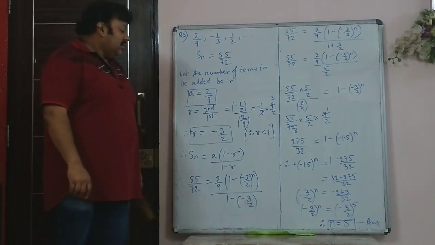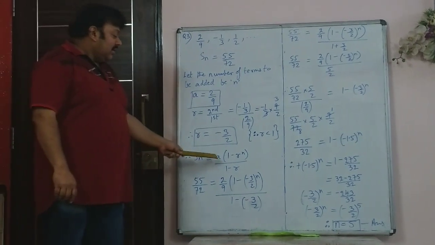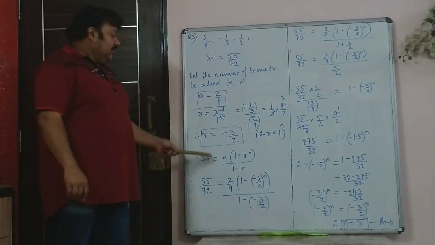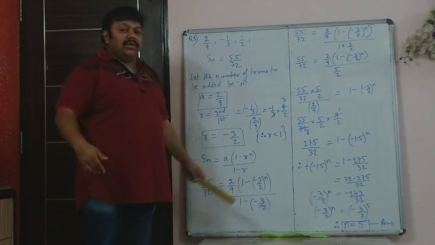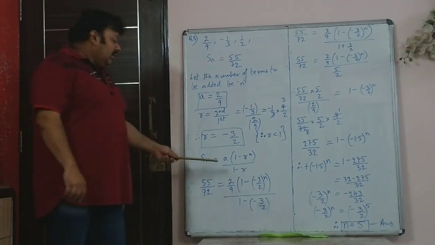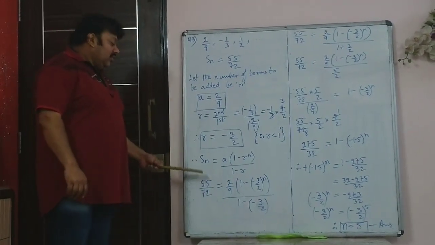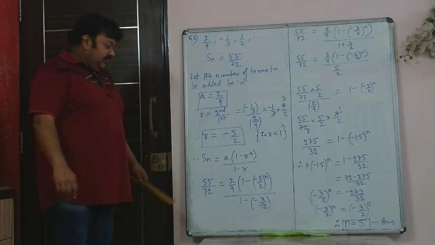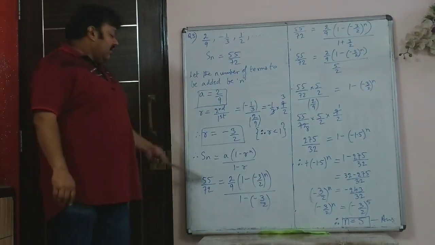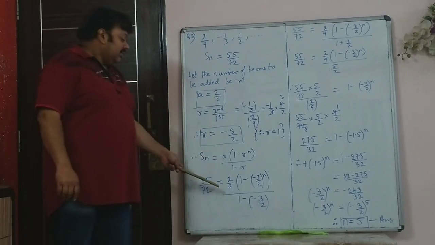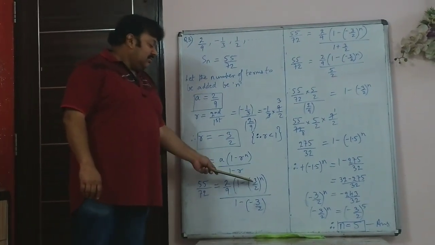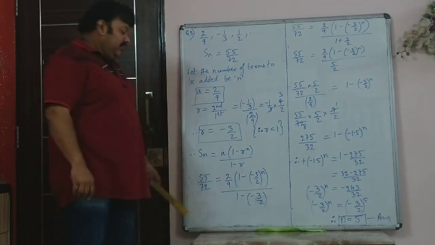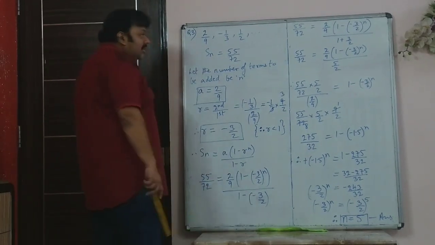Since R is less than 1, you will use the formula Sn is equal to A into 1 minus R raised to n upon 1 minus R. So first you have to see whether R is less than 1, equal to 1 or greater than 1, and accordingly use the formula. Now you know the sum of n terms, but you don't know how many terms. N is the number that you don't know, so that we need to find. So 55 by 72 equals A, which is 2 by 9, into bracket 1 minus minus 3 by 2 raised to n, upon 1 minus minus 3 by 2. So here minus minus will become plus.